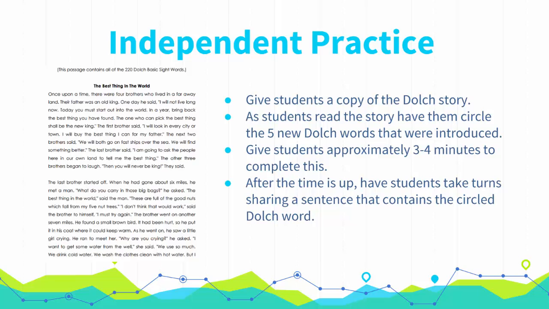Give students approximately 3 to 4 minutes to complete this. Since this passage is comprised of only sight words, they should be able to read it quickly. After the time is up, have students take turns sharing a sentence that contains the circled Dolch word.